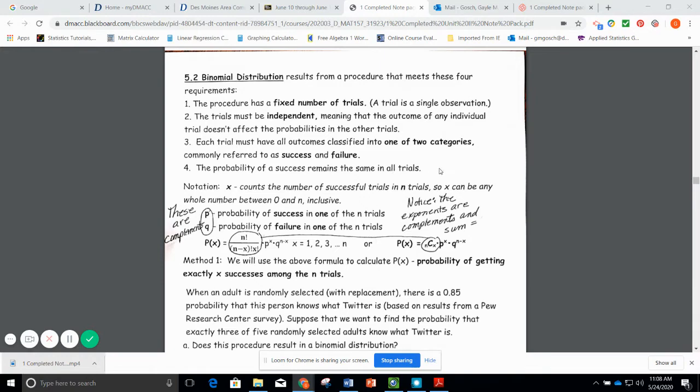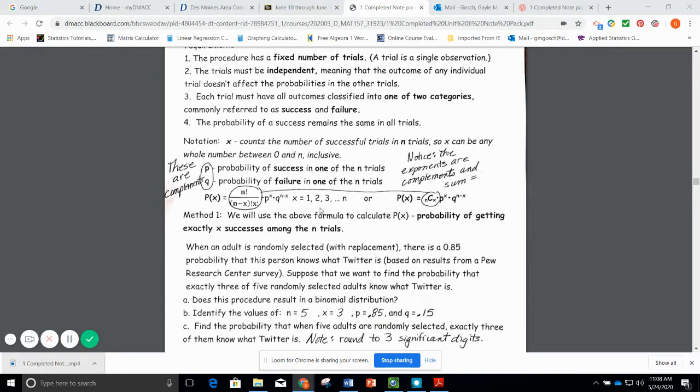And the fourth item is the probability of success remains the same in all the trials. And so you have some population information, and that's what derives that probability of success that we're going to use. Some notation here. I just want to go over that again.